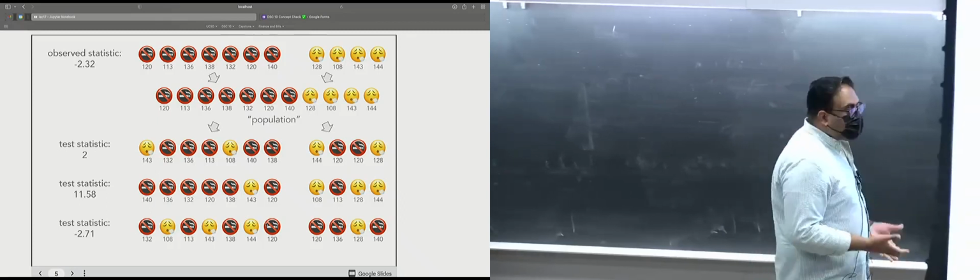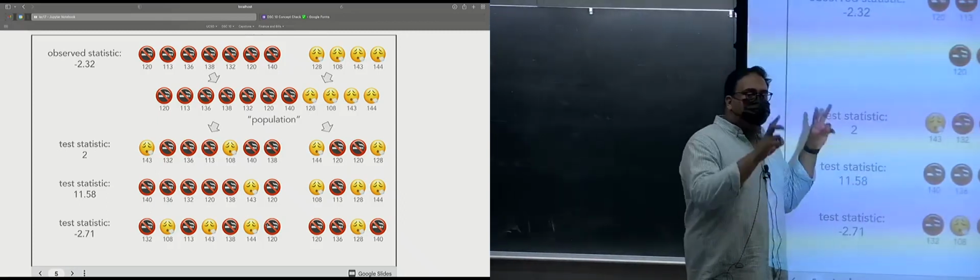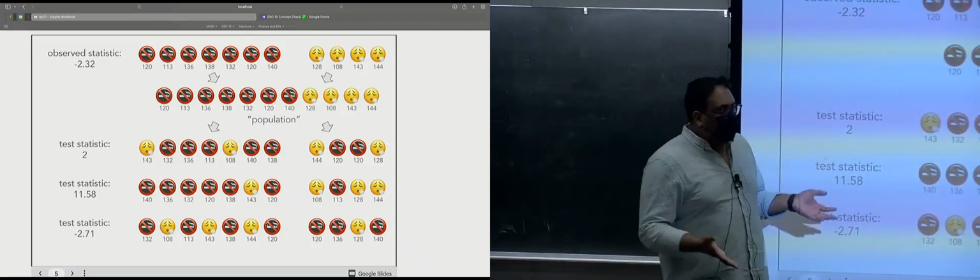Okay? This trick we're using is to generate new samples of non-smoking weights and smoking weights under the null hypothesis.